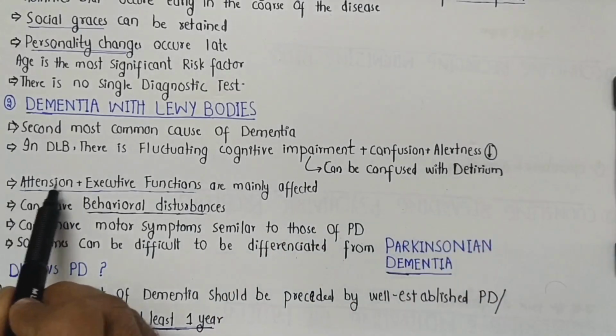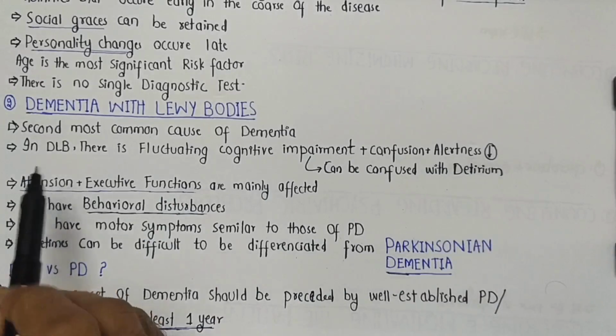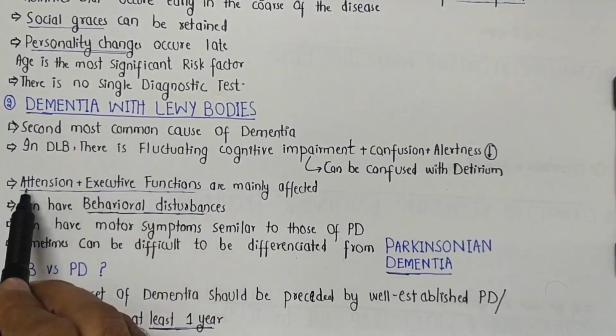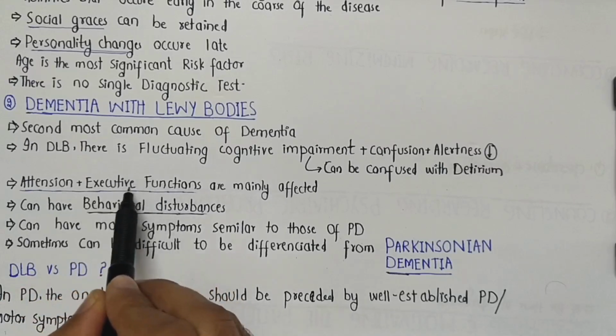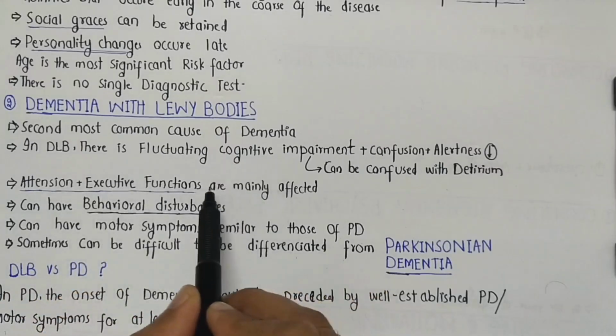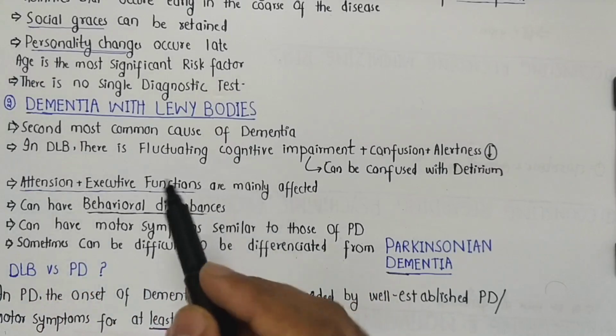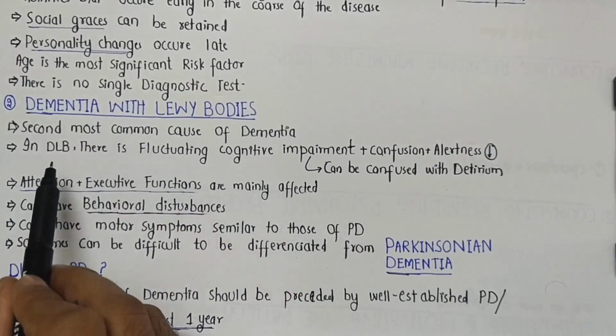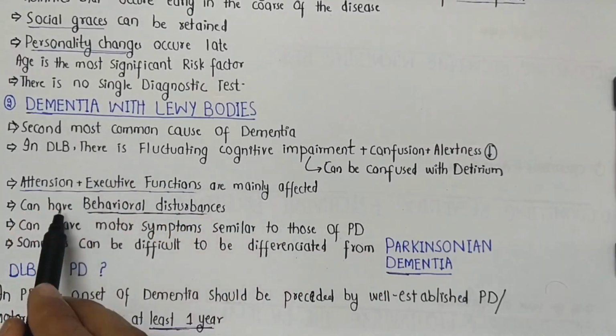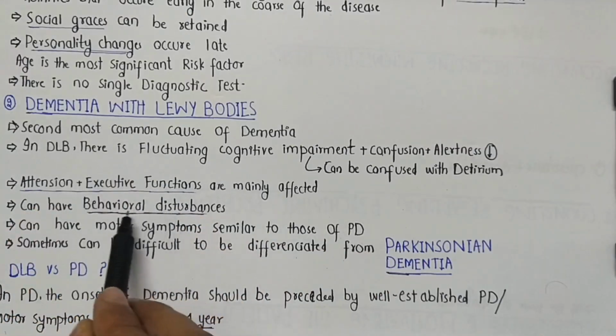The specific domains of cognition that are affected in DLB are attention, concentration, and executive functions. These are the domains of cognition that are typically affected in the early stages of the disease. Patients of DLB can have behavioral disturbances as well.